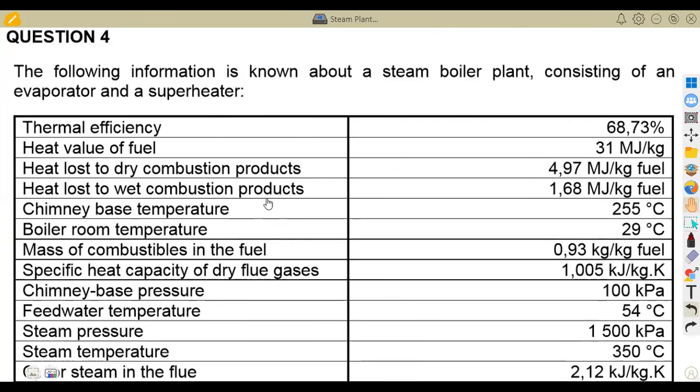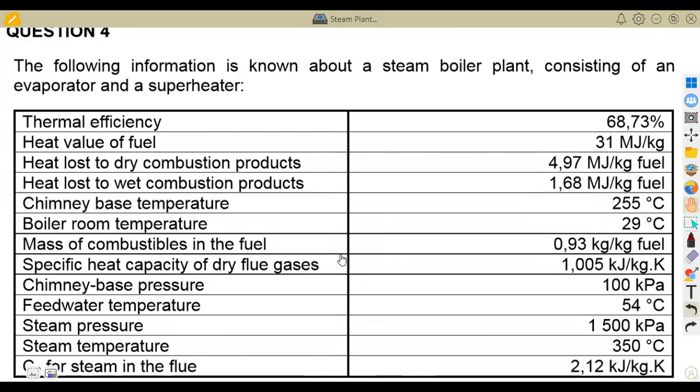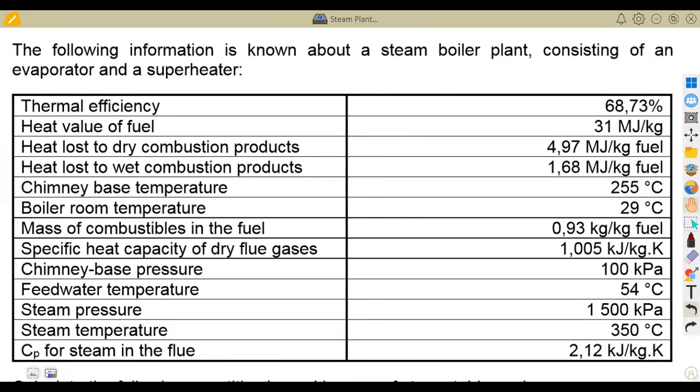They were given a question where they tried to list the information for us. But here, let us consider what they are saying. The following information is known about a steam boiler plant consisting of an evaporator and superheater. So that is what we are given there. It consists of an evaporator and a superheater.